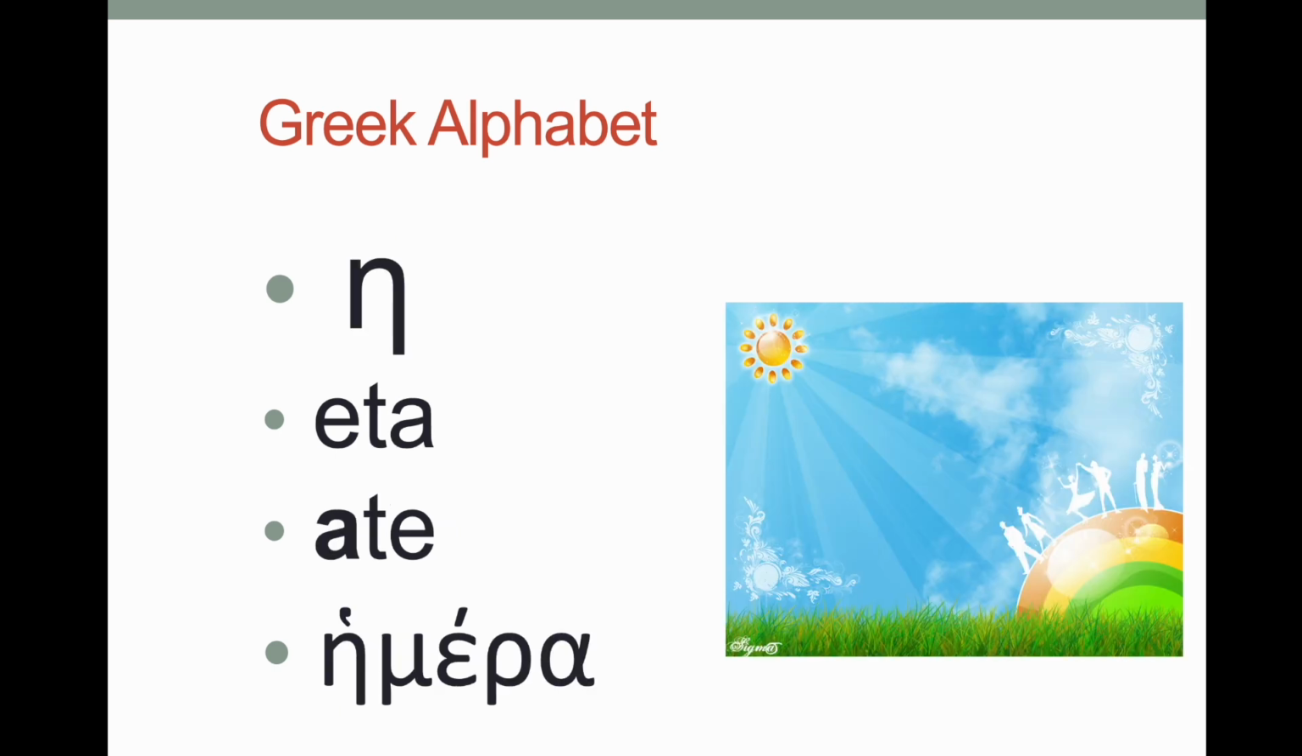The next letter is an eta. And eta makes a long E sound, like what we would find in the English word eight. Eta, eight. Now the Greek word I have there is the word for day, and it also has what we call a rough breathing mark above it. You'll see it right above the letter there, and that adds an H sound to that beginning letter. So instead of amera, we would go hemera, day.